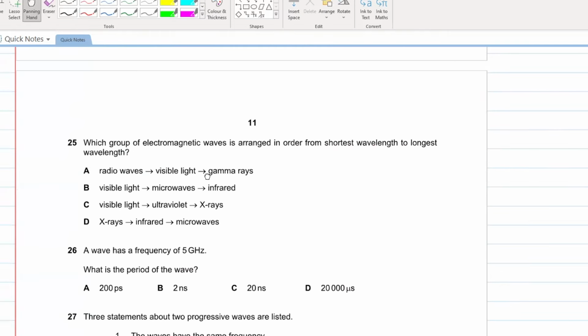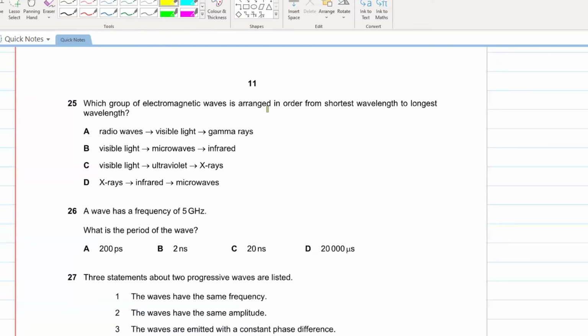Let's further move ahead. Which group of electromagnetic waves is arranged in the order of shortest wavelength to longest wavelength? Longest wavelength is of what? Microwaves. Then infrared, then X. No, no, no. Answer D is, yeah, correct.